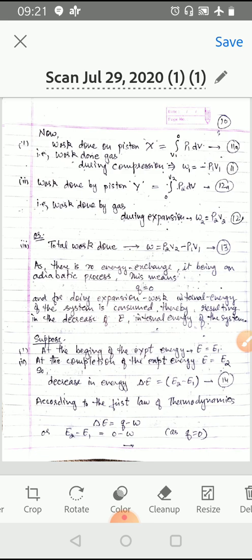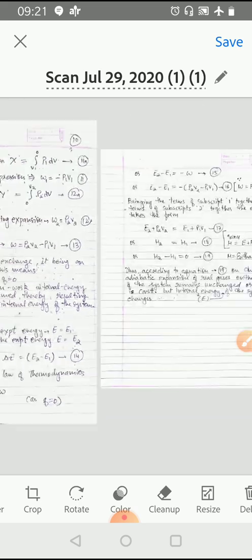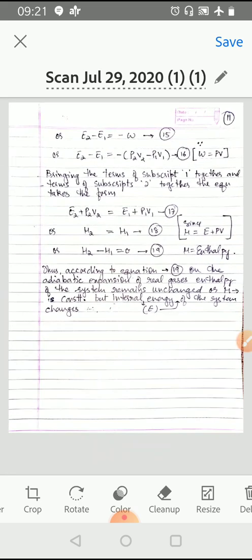Suppose at the beginning of the experiment, energy E is equal to E1, and at the completion of the experiment, energy E is equal to E2. So the change in energy delta E is equal to E2 minus E1. According to the first law of thermodynamics, delta E is equal to Q minus W, or we can say E2 minus E1 is equal to 0 minus W, as we have seen that Q is equal to 0, or E2 minus E1 is equal to minus W, or E2 minus E1 is equal to P1 V1 minus P2 V2, because we know that work is equal to PV.